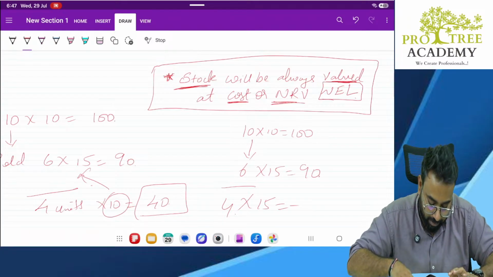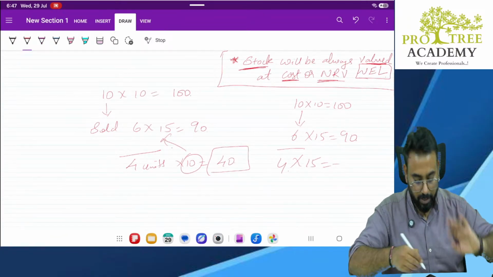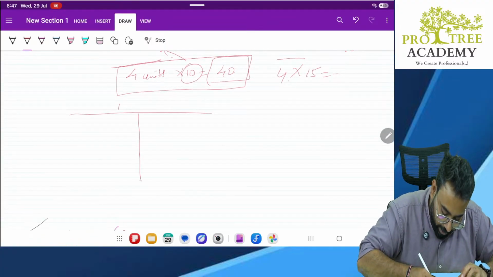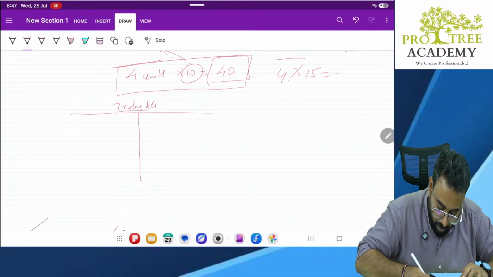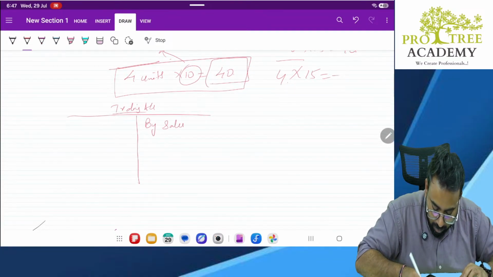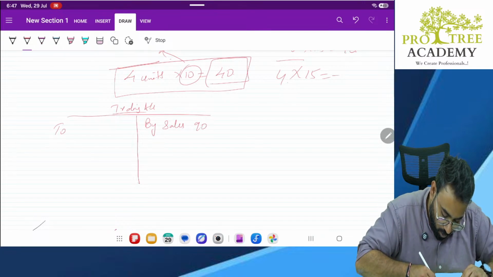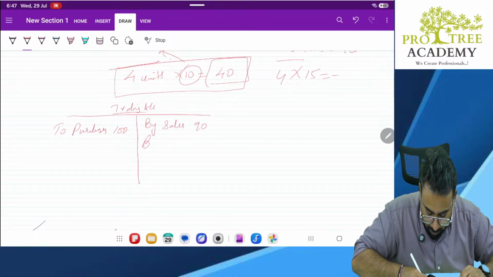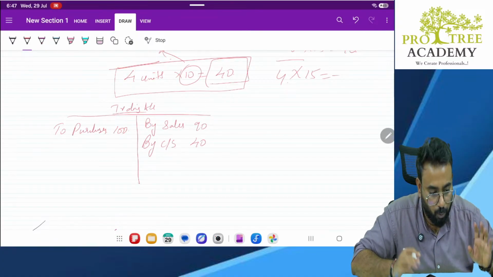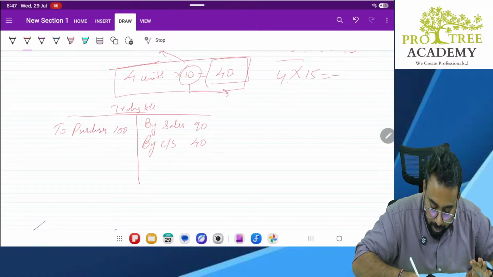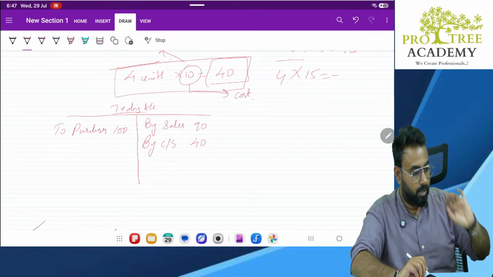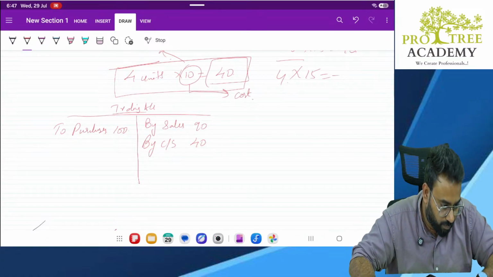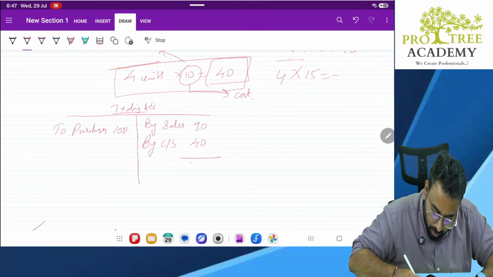Okay, coming back. Now, this closing stock, will we account it in the trading account or no? Yes, sir. By sales 90, to purchases 100, by closing stock 40. Now go by the rule. What is the rule? Always value it at cost. Don't take the selling price. I will give an example why it should not be taken. But as of now, you remember the rule.